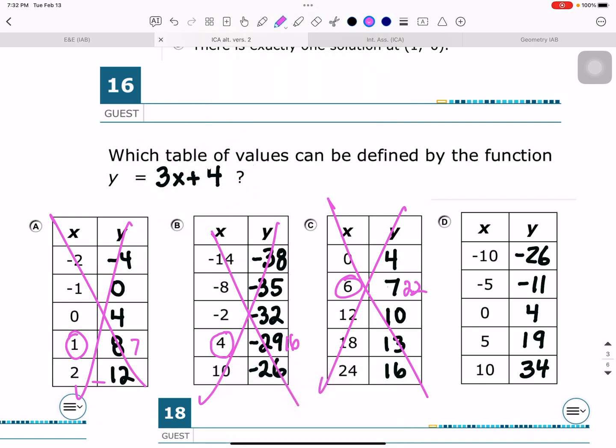If I try 5, 5 times 3 is 15, plus 4 is 19. Oh yeah, it does work for this one. 10 times 3 is 30, plus 4 is 34. Oh, it is this one. Yeah, so I'm just checking the answer.